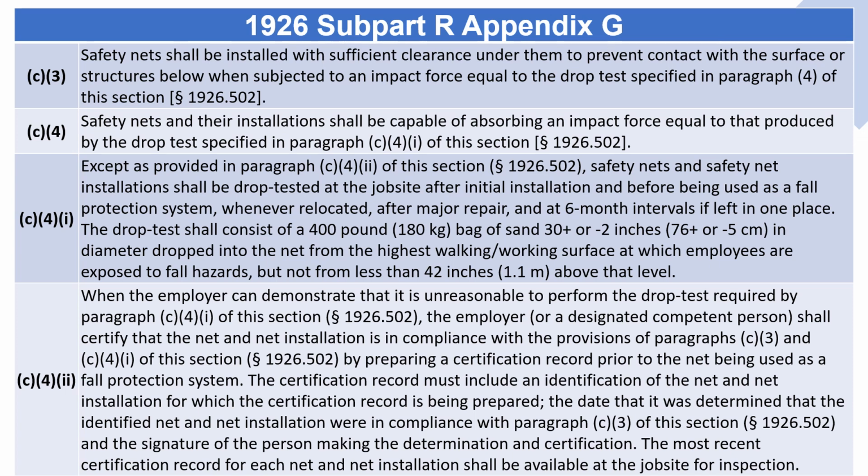The certification record must include an identification of the net and net installation for which the certification record is being prepared, the date that it was determined that the identified net and net installation were in compliance with paragraph C.3 of this section, section 1926.502, and the signature of the person making the determination and certification. The most recent certification record for each net and net installation shall be available at the job site for inspection.